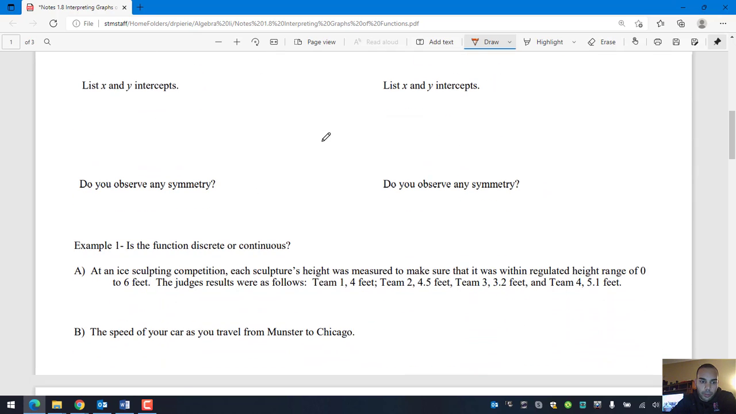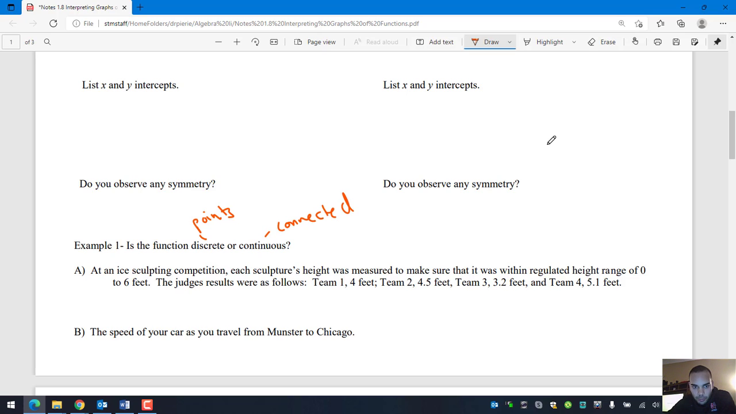So we'll do a quick example or 2 of these. Here I'm asking if the word problem scenario is discrete or continuous. And I keep writing it down: discrete means points, continuous means connected.